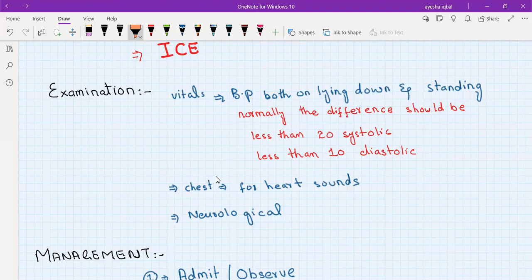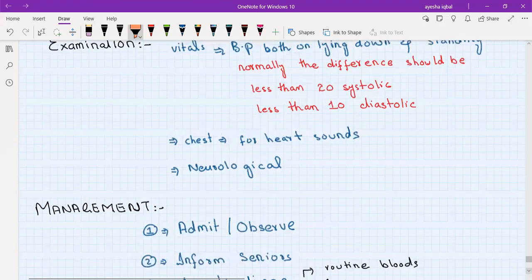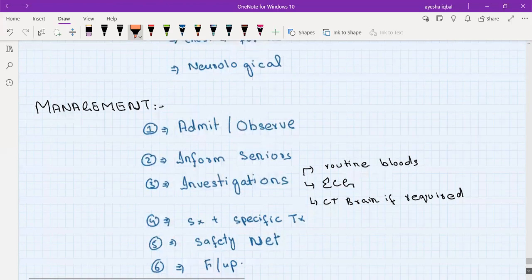You will examine the chest to listen to heart sounds and lung sounds for cardiovascular causes, and you will also do a neurological examination for stroke, TIA, acoustic neuroma. And after head injury, you need to do neurological examination anyway. If the patient presents with fall and head injury, you need to do neurological examination to find out if there is any weakness in any part of the body.